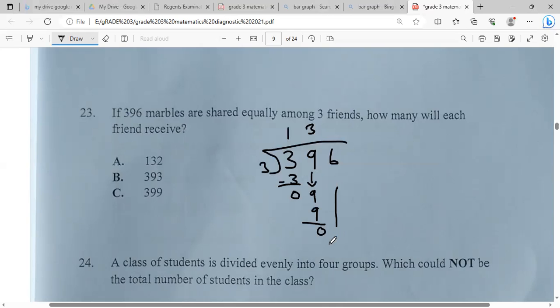And we say 3 into 6 goes 2 times. And then 3 times 2, which is 6. So that gives us 132 as our quotient, as Jeremiah would say.